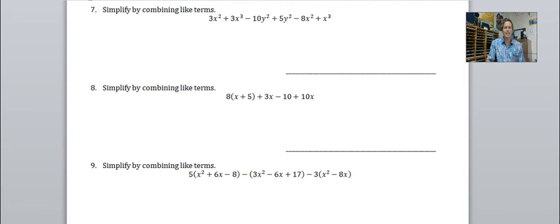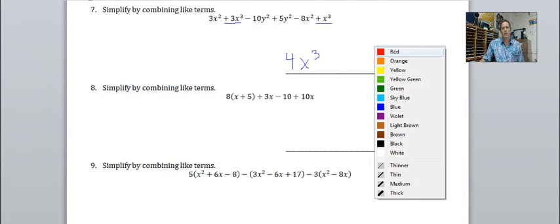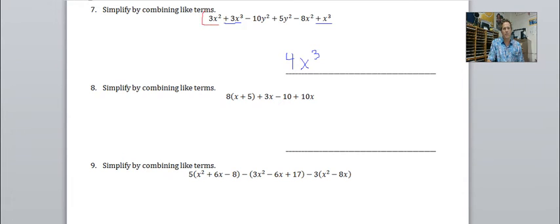On 7, we just need to combine like terms. First, I see this one has an x to the power 3, and that one has x to the power 3. When you add them together, you get 4x to the power 3. Next, I have this x squared and this x squared: a negative 8x squared plus a 3x squared means you get a negative 5x squared. You just add or subtract the number in front; don't do anything to the power. The last two both have a y squared. When I combine those together, we get a negative 5y squared.